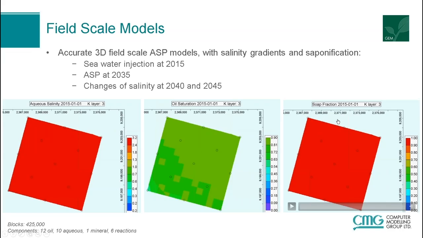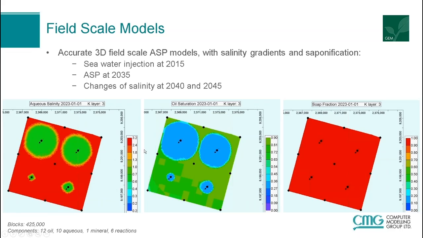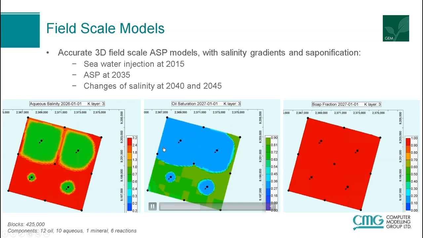Now soap fraction is not going to change until ASP starts at 2035. Soap fraction will essentially be our microemulsion phase. So I'll start the movies now. And we can see during seawater injection, our salinity is dropping due to the seawater. Our initial salinity was quite high. Our oil saturation is decreasing due to the seawater flood.